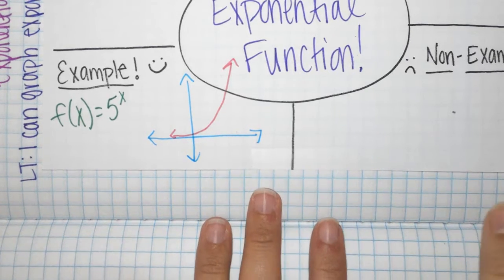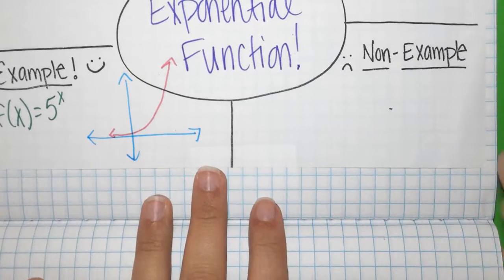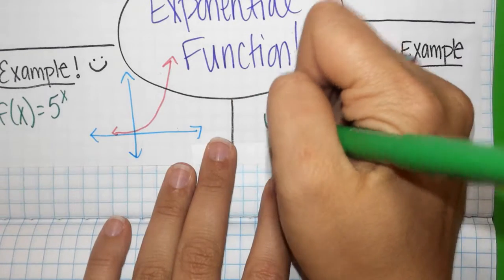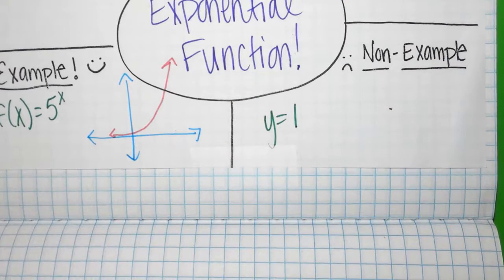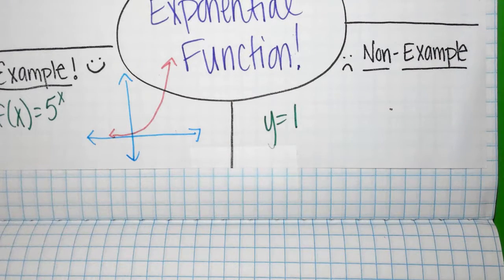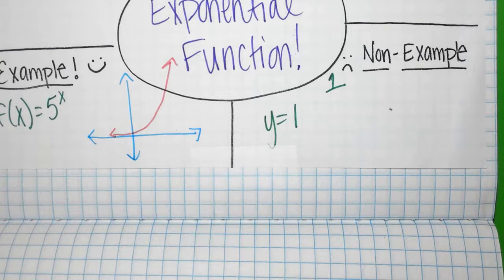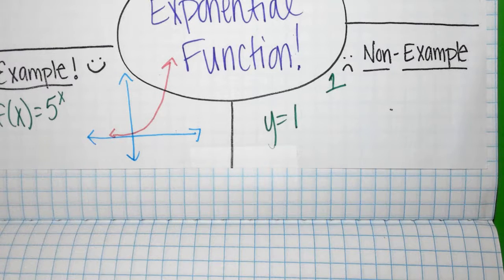Now, what would a non-example be? One that's not an exponential function. Jackson? 1. Yes. So y equals 1 would not be an exponential function. Great job. No, just 1, because it wouldn't be any function. It would just be a number. Yes. Okay, so 1. Good. Take a point for your team. Can anybody give me another non-example?